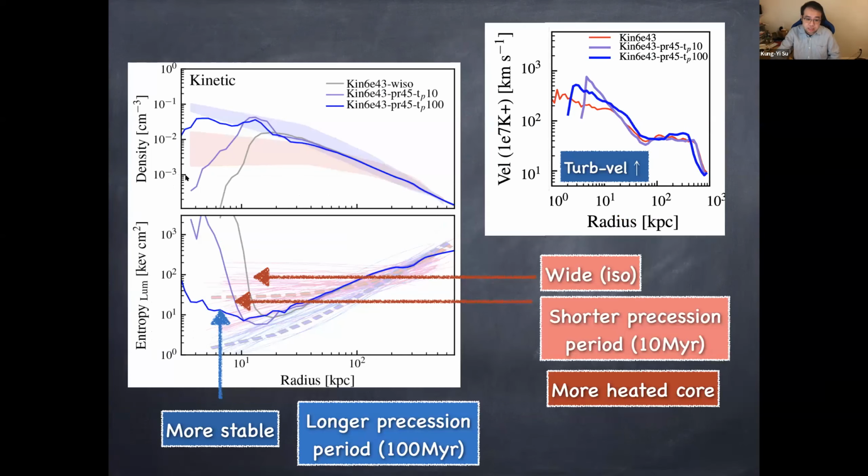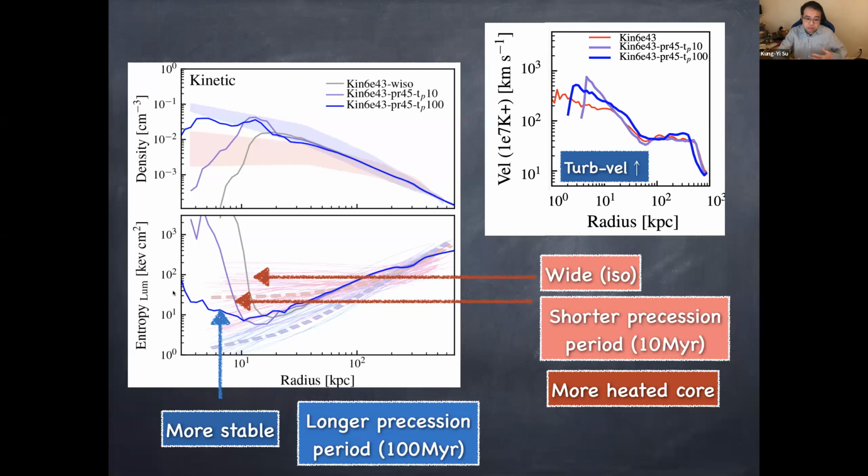So this is the density profile and entropy profile of the runs where we either just increase the jet width, or make the jet precess with 10 million years or 100 million years. If you just increase the jet width or just have a shorter precession period, as you can see from the entropy profile and the density profile, a lot of energy is kept at the core region of the galaxy. It shock heats the core region more, and you can see a much more heated core in either the wide case or the short precession period case. However, if you have a long enough precession period, roughly 100 million years, then a lot of energy doesn't just stay at the core region of the galaxy.